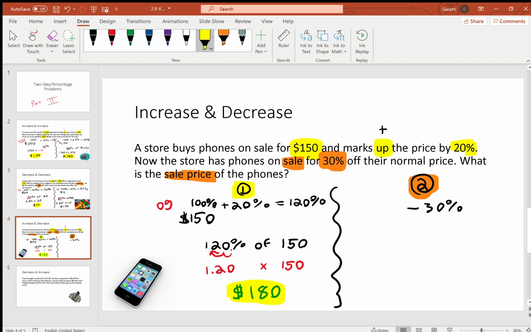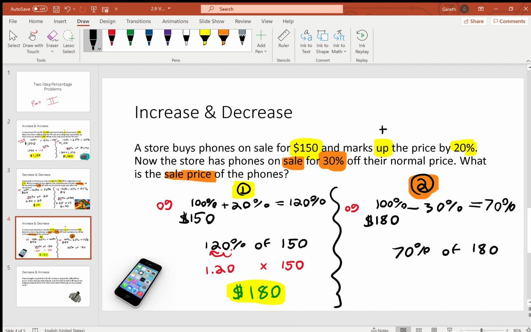And the store is like, these phones, they're not selling. People don't want them. So we have to put them on sale. So the store takes that $180 phone that it has and it advertises to the customer, hey, we have a sale today. So it decreases the amount that they're worth by 30%. Now, as always, the original amount is 100%. So 100 minus 30, the store is now charging 70% of what it put these phones up to be sold for. So 70% of 180. That's what we're looking for now.